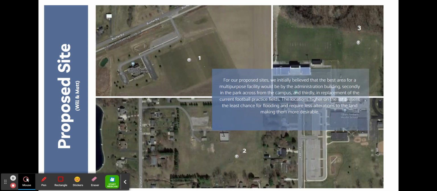So this is our proposed site. Firstly, up here in the left, we have a spot off of Booker Road, where currently there are two fields that are used for lacrosse and soccer, right next to the administration building, which is right there.